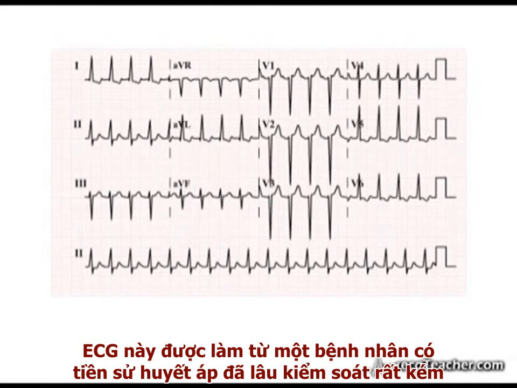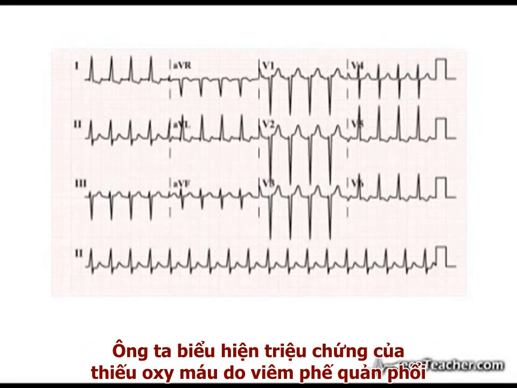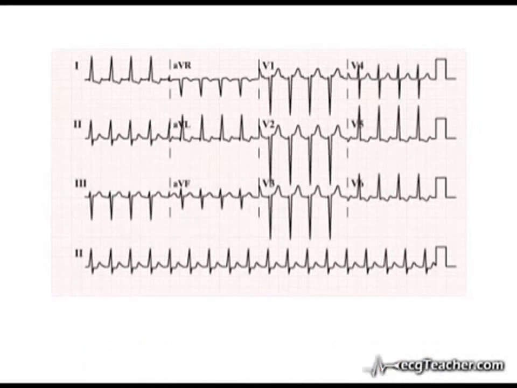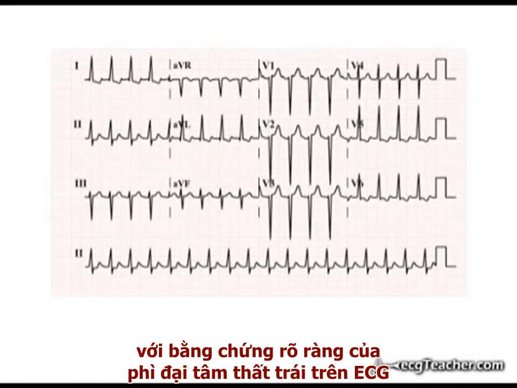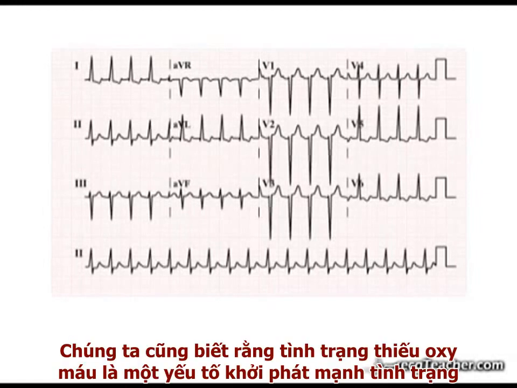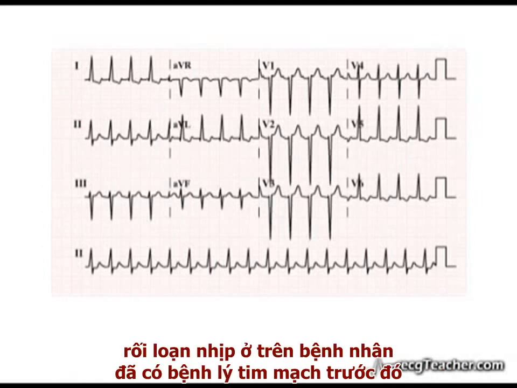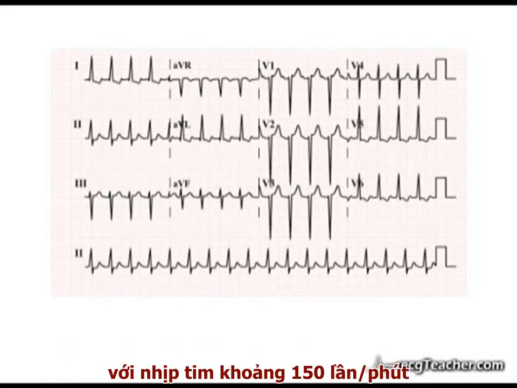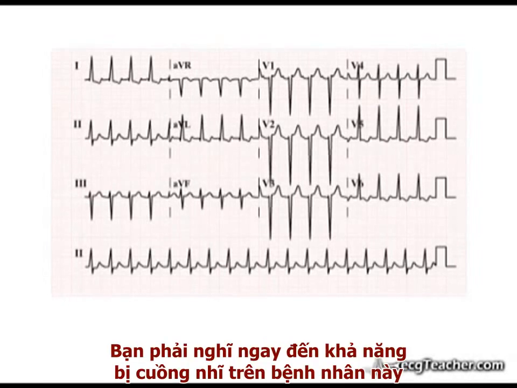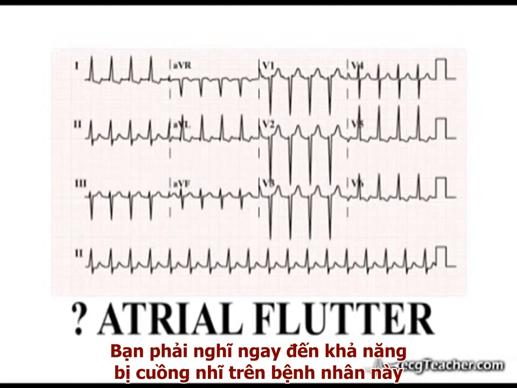The ECG is taken from a patient with a long history of poorly controlled hypertension, who presented with marked hypoxia secondary to bronchopneumonia. We note that his heart is structurally abnormal, with clear evidence of left ventricular hypertrophy on the ECG. We are aware that hypoxia is a potent trigger of arrhythmias in the presence of heart disease. We also note that the tachycardia is monotonously regular, with a heart rate of 150 beats per minute. This should immediately alert us to the possibility of underlying atrial flutter.